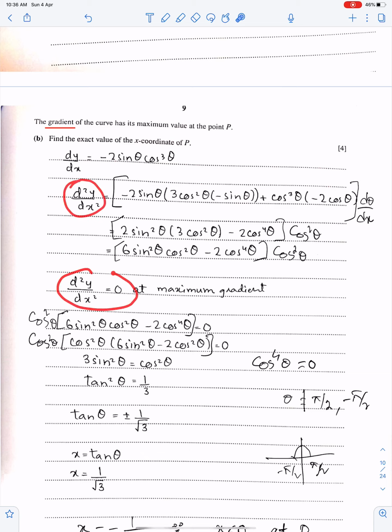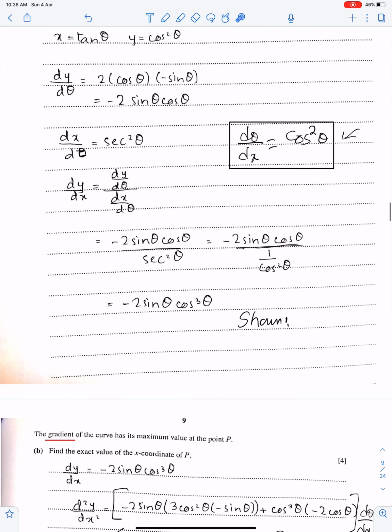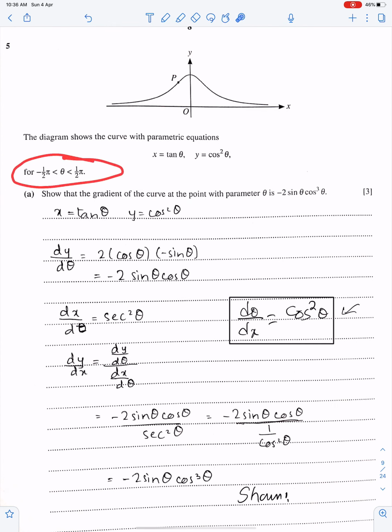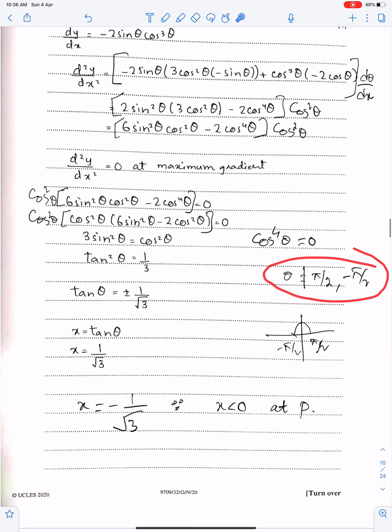Now equate the second derivative to 0 because you are working for the maximum value of gradient. So when you equate the second derivative to 0, then this entire thing will be 0. So now we have cos power 4 theta equal to 0 and this thing equal to 0. When you solve this equation, you'll get two answers, pi by 2 and minus pi by 2. But the problem is the domain is this. So you cannot take these two answers. You just need to ignore these answers.